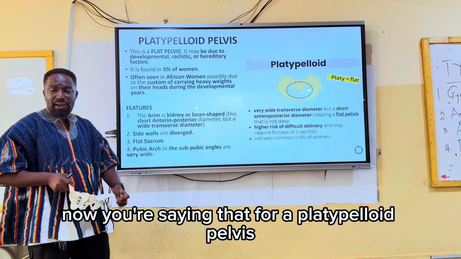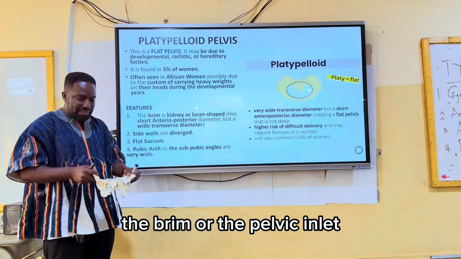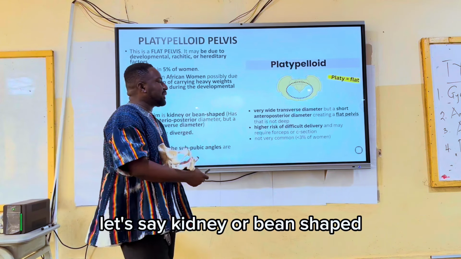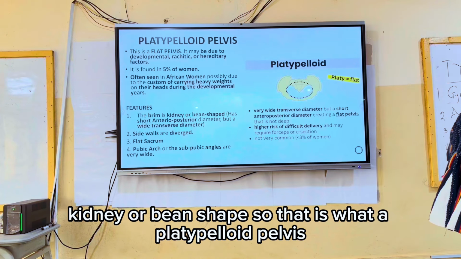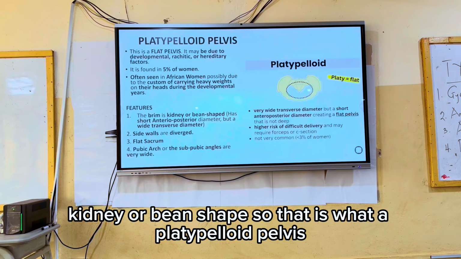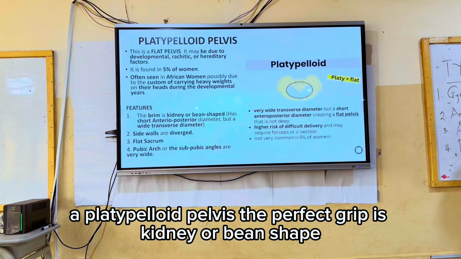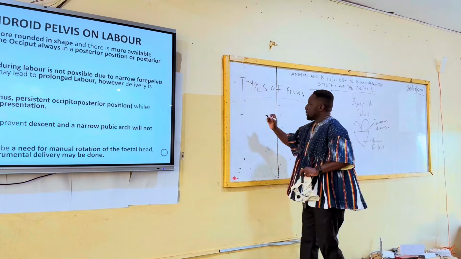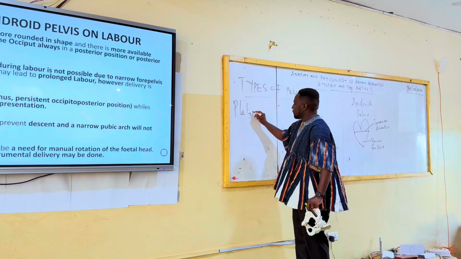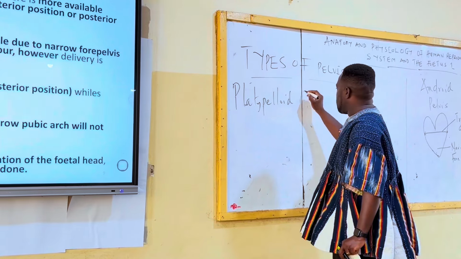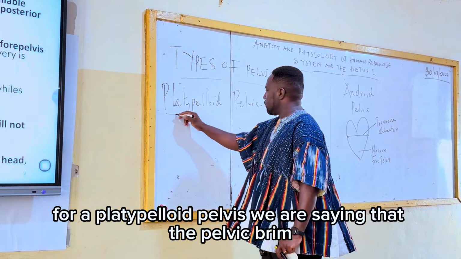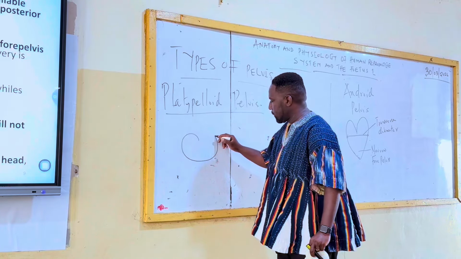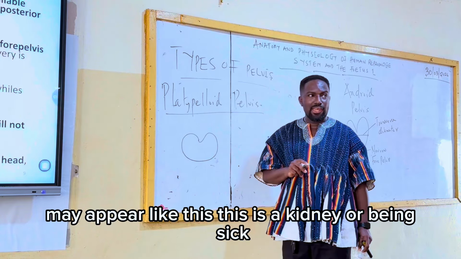Now, for a platypelloid pelvis, the brim or the pelvic inlet is kidney or bean shaped. So that is what a platypelloid pelvis is: the pelvic brim is kidney or bean shaped. We are saying that the pelvic brim may appear like this. This is a kidney or bean shape.